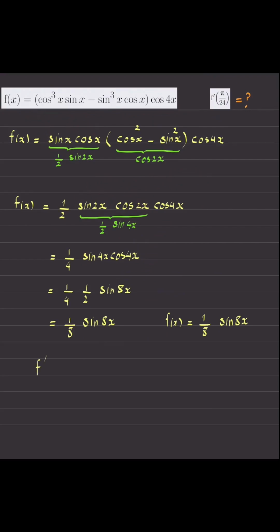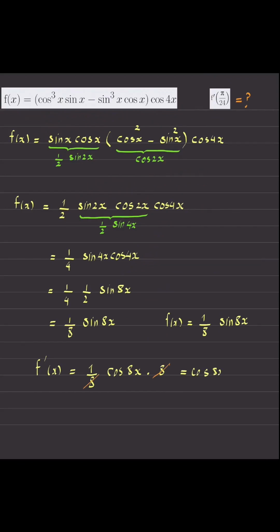And now you see that differentiation of f of x is extremely simple. If I differentiate it, 1/8 is a multiplicative constant, so I pull it out. The derivative of sine becomes cosine of the angle, but according to the chain rule I have to multiply by the derivative of 8x, which gives me 8. But now this 8 will be cancelled by this 8, and the derivative is simply cosine 8x.